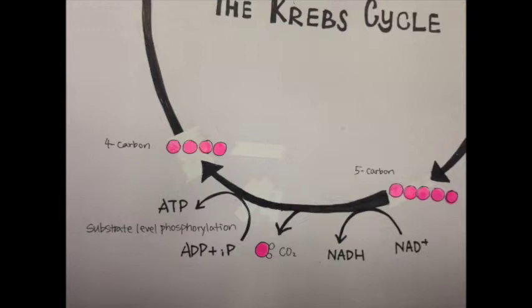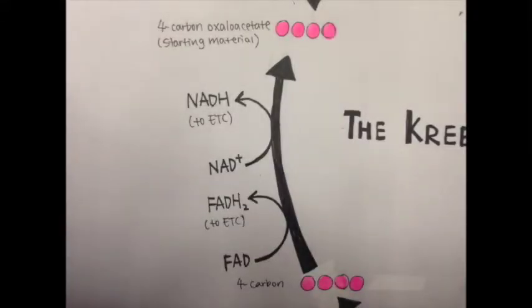As a result of these reactions, a 4-carbon molecule is formed in the Krebs cycle. Finally, the 4-carbon molecule is further oxidized, and the hydrogen that is removed is used to form NADH and FADH2. These reactions regenerate the 4-carbon molecule that initially reacted with acetyl-CoA. At the end, a 4-carbon molecule called oxaloacetate is formed, and it is the starting material of the Krebs cycle as well.